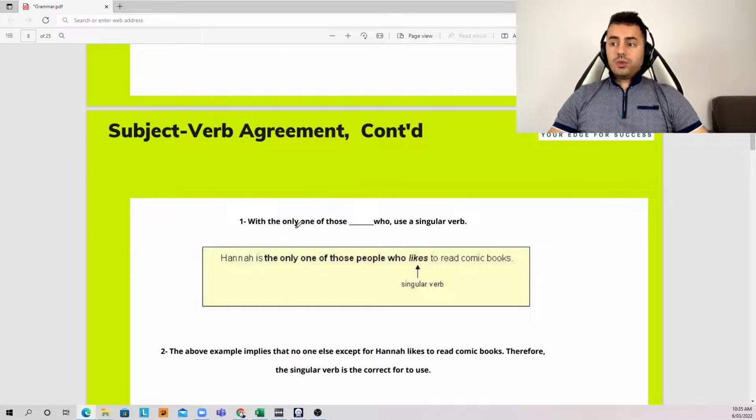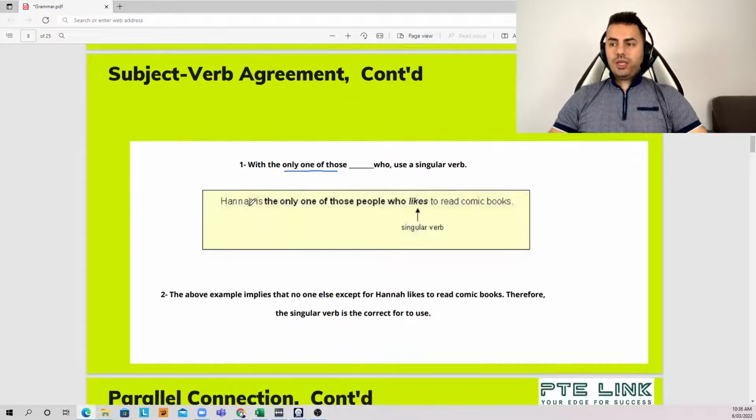But if it was only one of those, here we have to treat the subject as singular: "Hannah is the only one of those people who likes to read comic books." The above example implies that no one else except for Hannah likes to read comic books. Therefore, the singular verb is the correct one to use. Okay? So this is related to subject-verb agreement.